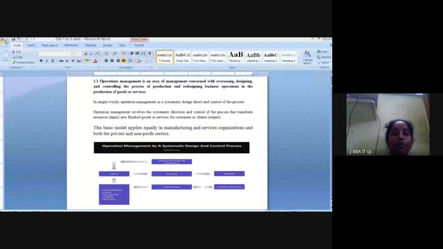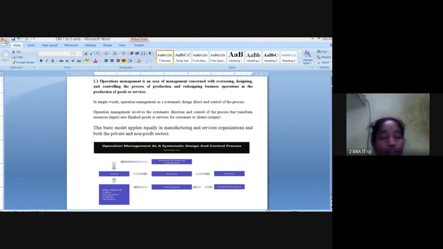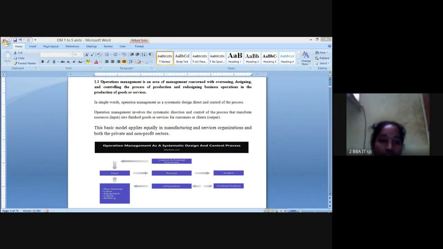If the external customers are not satisfied with the design, the quality, the quantity, or anything, then the organization goes for remanufacturing of the product. They apply a new process, manufacture a new product, and distribute the new product into the market. This systematic design and controlling of a process is called operations management.